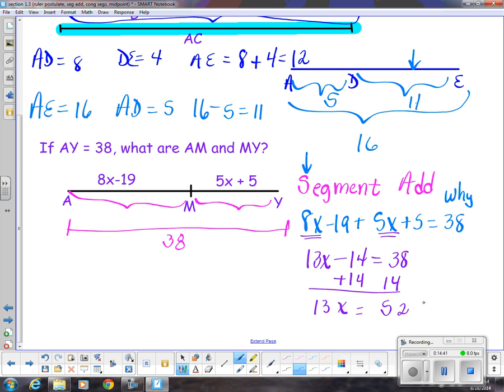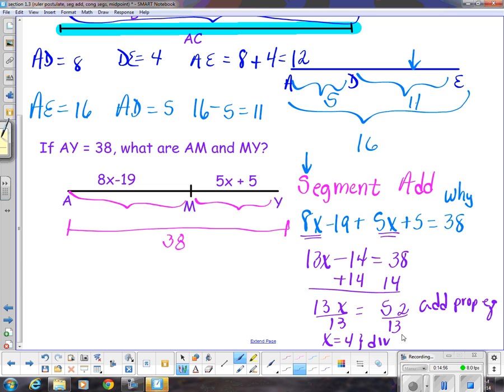And what did I just do? I did the addition property of equality. And now we're going to divide by 13, and I'm going to get x is equal to 4. And what did I just do? I did the division property of equality. And how did I know to write this equation? It's all about segment addition.